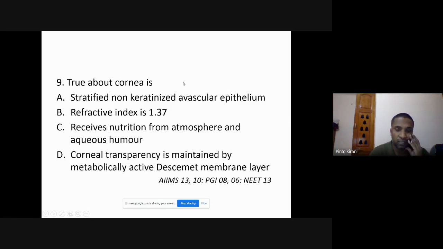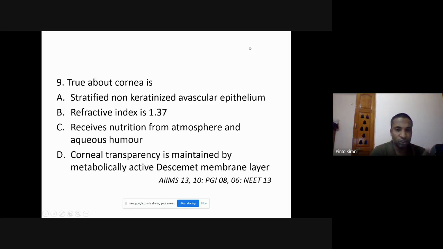Okay. Sir. Hello. Yes, sir. The refractive index of air is 1. Any solid structure will have a higher refractive index than air. Suppose the cornea has 1.376.